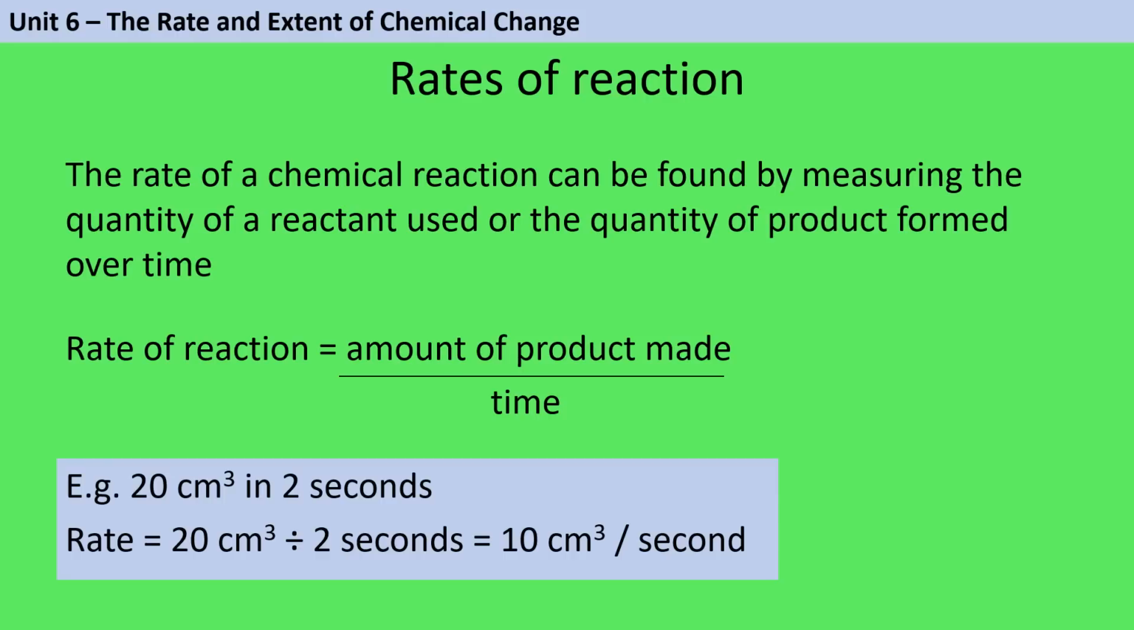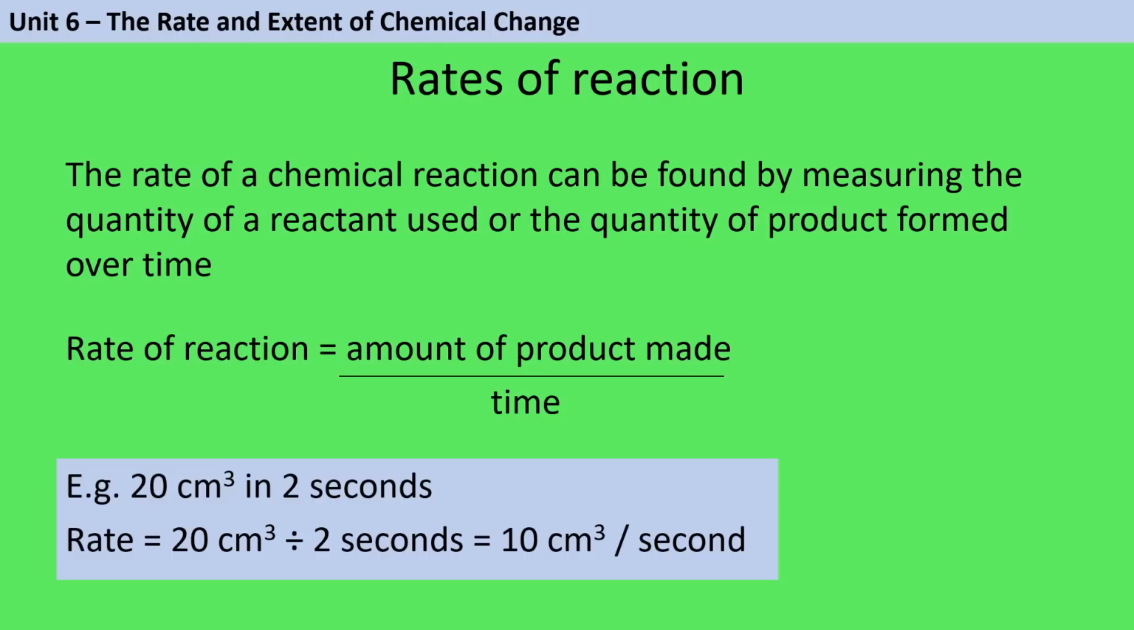To take an example, if we had a reaction that produced 20 centimetres cubed of gas in 2 seconds, then I would do 20 centimetres cubed divided by 2, and that would give me 10 centimetres cubed per second, which is the rate. It's worth remembering that even if you forget how to calculate this rate, as long as the exam board have given you the units, which they often do, then the calculation is actually wrapped up inside it.